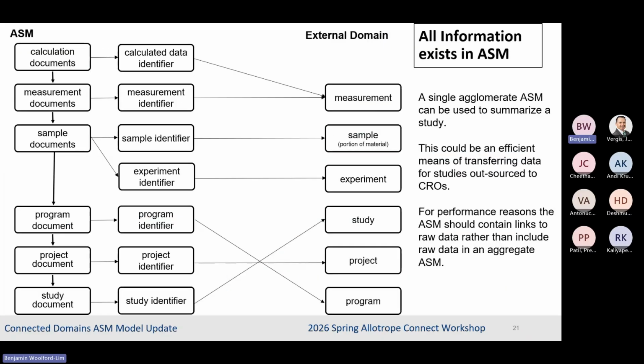I'll go real quickly. I know we're running a little over. I'll go real quickly over each of those cases. So here on the left side, you have the ASM, and then on the right side are your external domains. And yes, you say the big agglomerate ASM, everything's in the ASM. Put all the information there, and that's how it's linked. It sounds maybe ridiculous, but if you take the raw data out and you actually contract with the CRO to do your stability study, or contract with the CRO to do your polymorph, that might be a very good way to get all your data back.